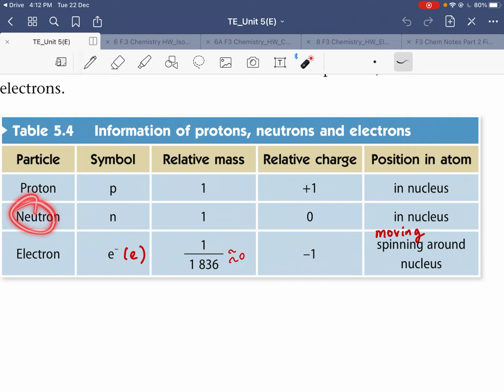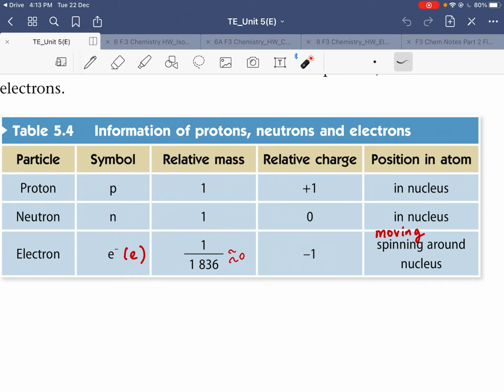But for neutron, 中性, it doesn't have any charge, so 0. It is talking about the charge, relative charge. So no unit. This is just a comparison. Comparing proton and electron, they roughly have the same charge, but opposite in direction. So proton +1 and electron is -1. And neutron is neutral, so 0.